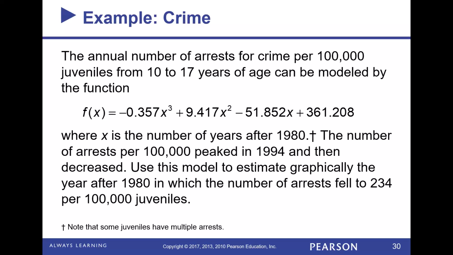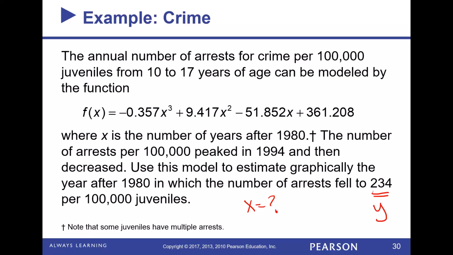Now, the number of arrests per 100,000 peaked in 1994, and then it decreased. So we're going to use the model to estimate graphically the year after 1980 in which the number of arrests fell to 234 per 100,000 juveniles. A couple of things we want to note here: they gave us a function, so hooray, we always love it when they give us our functions. The second thing I want to note is that I'm asking for the number of years after 1980. So we are looking for x, which means this 234 is actually a y value.